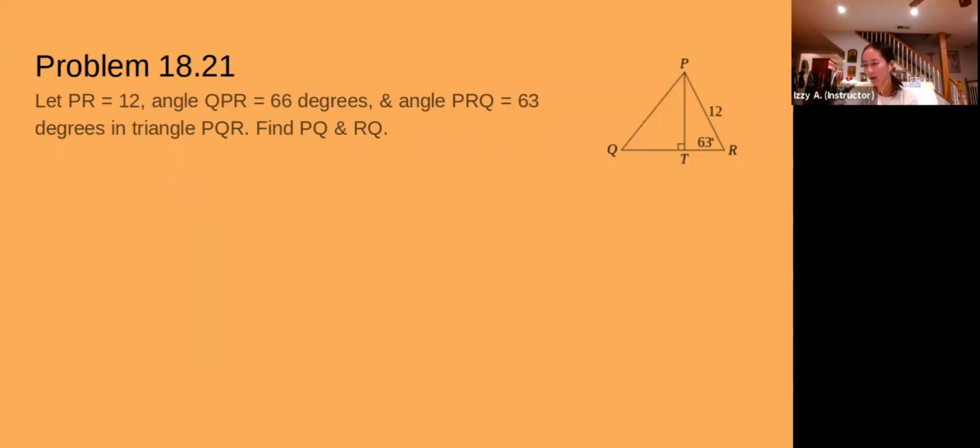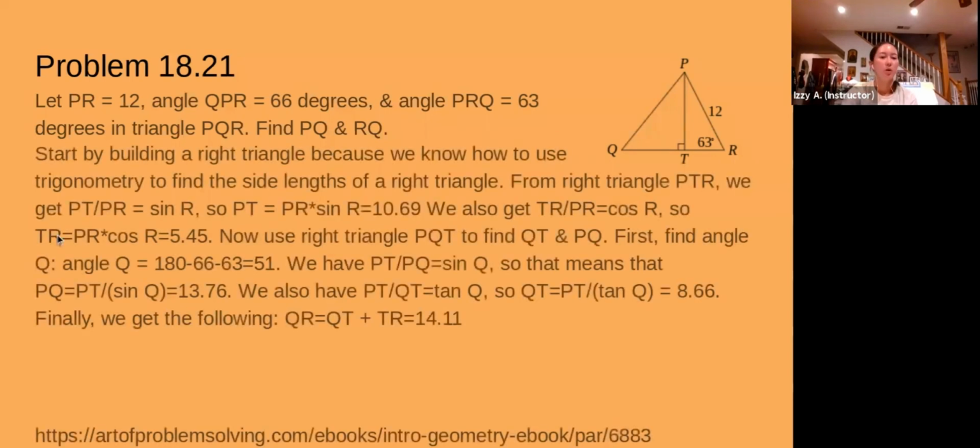Okay, I will go ahead and go over this problem. We're going to start by building a right triangle, because we know how to use trigonometry to find the side lengths of a right triangle. From right triangle PTR, we're going to have angle R be our focus angle, because we know what the value of R is. So sine R is equal to PT over PR, opposite over hypotenuse. So PT would be PR times sine of R, and that would be equal to 10.69.